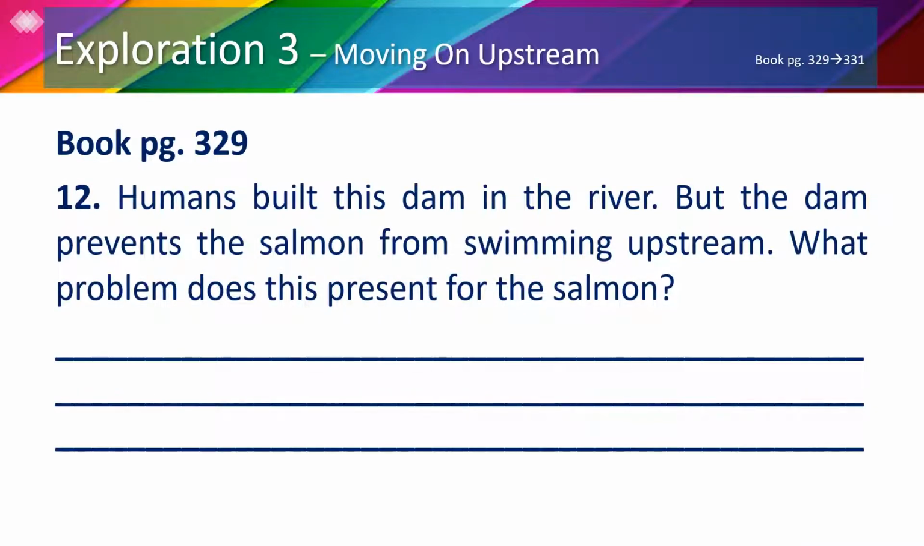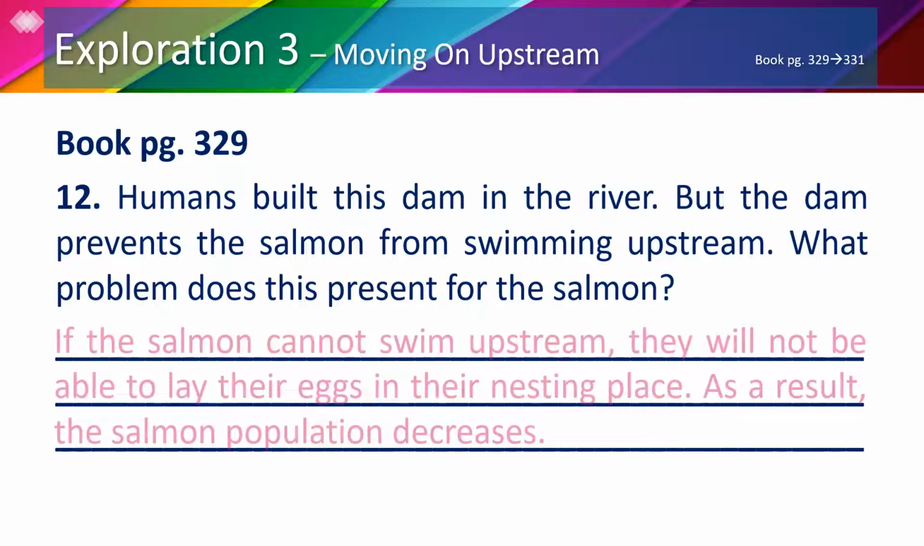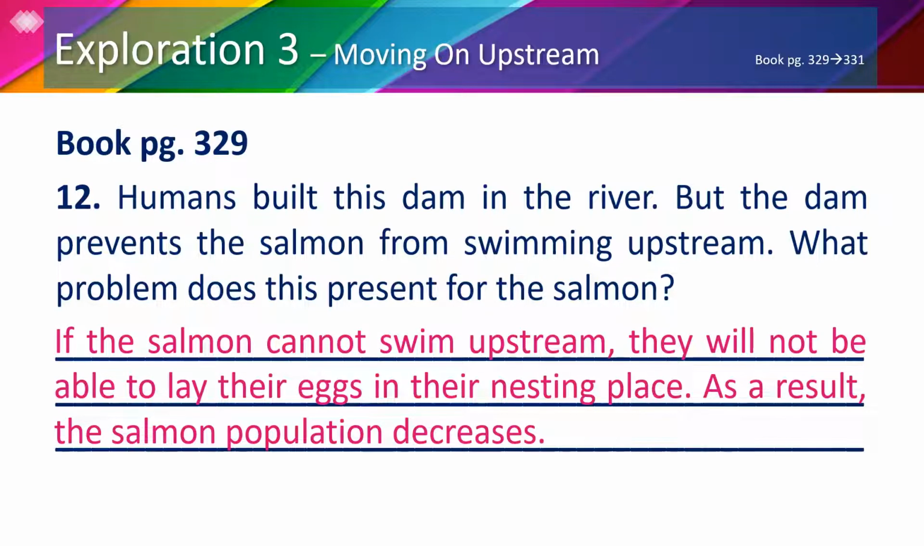What problem does this present for the salmon? We said before that salmon must swim upstream to lay their eggs, and if the salmon cannot swim upstream, they will not be able to lay their eggs in their nesting place. As a result, the salmon population decreases.